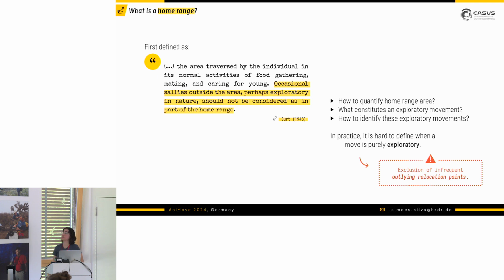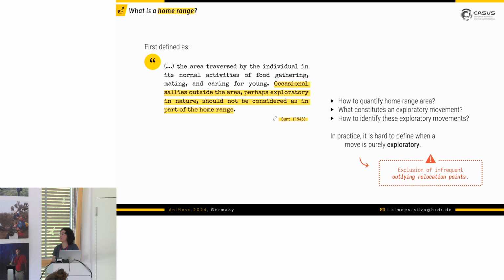So this definition brings up a few different questions, right? How do we quantify this home range area? And what constitutes this exploratory movement, right? And how can we identify these exploratory movements? So it's a key portion of this concept from Burt.